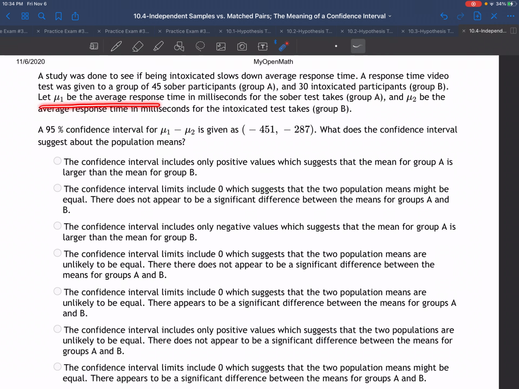Let mu1 be the average response time in milliseconds for the sober test takers, Group A, how fast they responded to something on the test, and mu2 be the average response time in milliseconds for the intoxicated test takers, Group B. A 95% confidence interval for mu1 minus mu2 is given as this, both negative, notice. What does the confidence interval suggest about the population means?